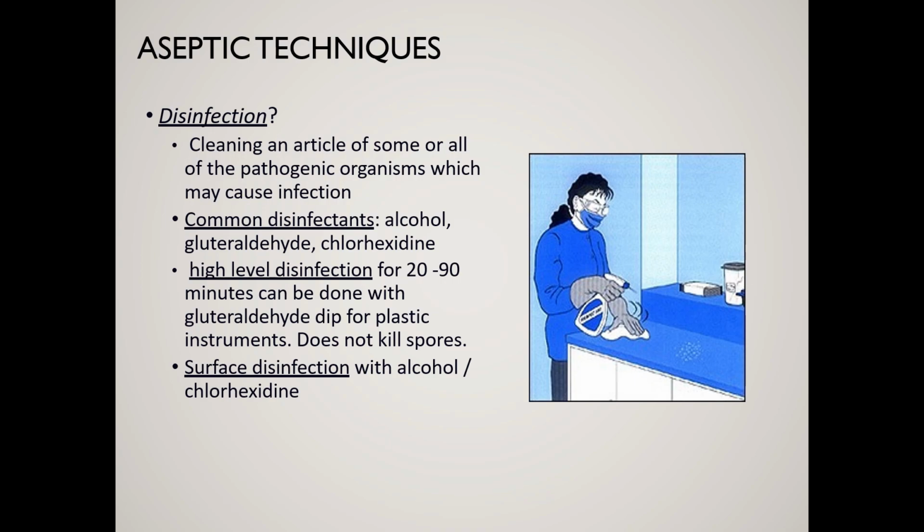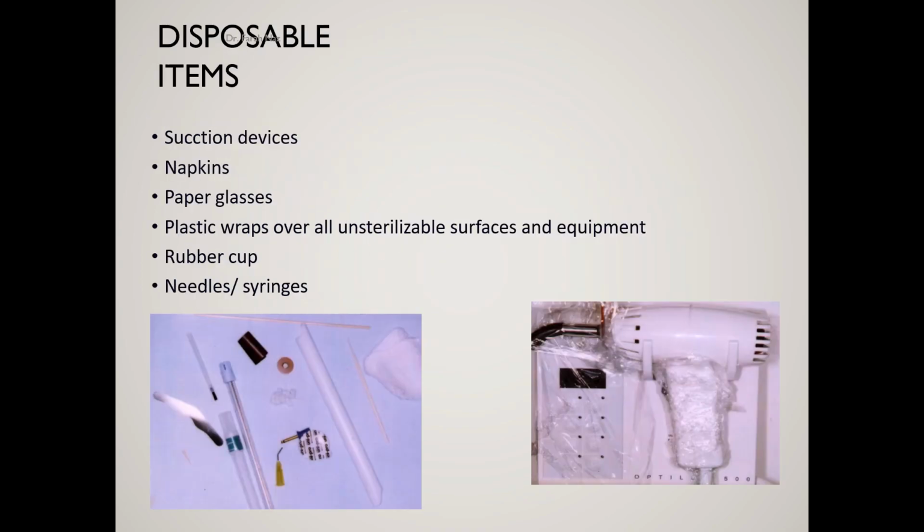High-level disinfection can be done in 20 to 90 minutes with glutaraldehyde, a dip for plastic instruments. It does not kill spores, but it can obviously disinfect plastic instruments. Surface disinfection we can do with alcohol or chlorhexidine as well. So these are the three types of disinfection.